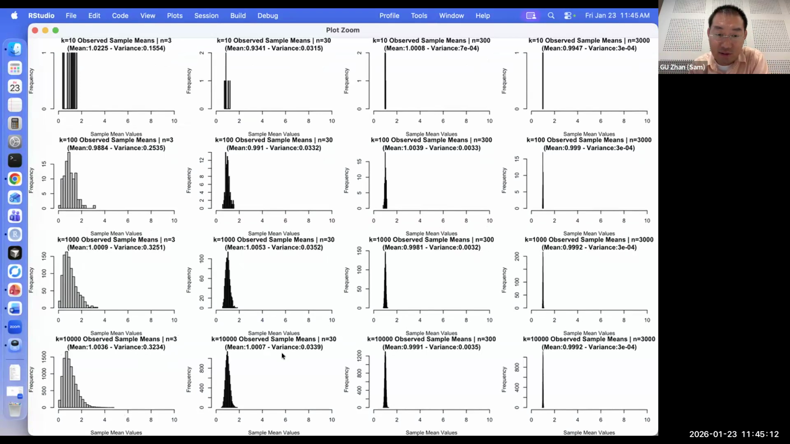Then n equal to 30, it is more symmetric, and the mean value remains the same. The mean value of the sampling distribution is a good estimation of the population mean, and the variance continues to reduce. The variance of the sampling distribution is the variance of the population divided by the sample size. So this is about the central limit theorem.